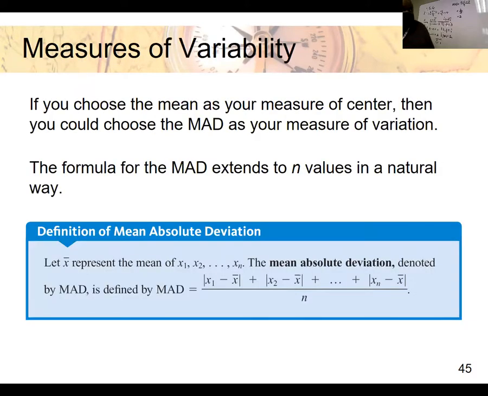And that's the formula in the blue box there. If you choose the mean as your measure of center, then you could choose the mean absolute deviation as your measure of variation. Now this extends for n number of values, so you want to be careful, because n is going to be the number of data values. These sums depend upon how many you have, of those absolute values of the data value minus the mean.